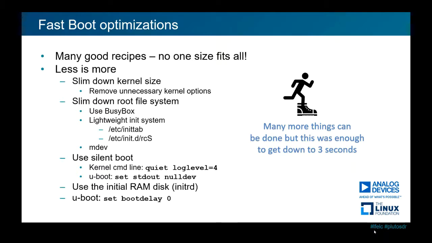The other thing that significantly reduced boot time was to use silent boot in the kernel. You can specify this on the kernel command line with quiet and loglevel=4 or even below. And in U-Boot, you just set stdout to nulldev. That prevents any writes from delaying the boot. In addition, we used an initial RAM disk, which is also pretty fast once it is inflated into memory. And last but not least, the typical thing, you want to set the boot delay in U-Boot to 0. With all these measures, we got down to less than 3 seconds, and I think we just spent like 1 second booting Linux. The other 2 seconds we spent in the first stage bootloader and in U-Boot, checking the FIT image and inflating it into memory.